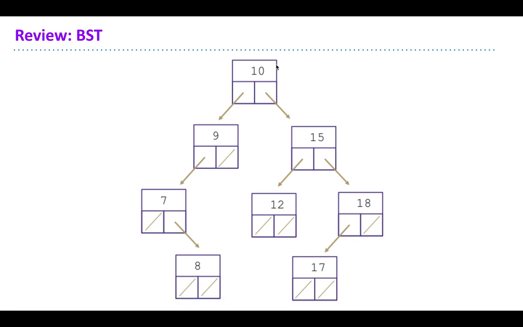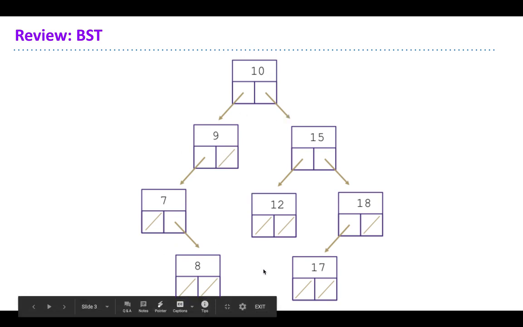and all nodes to the right contain a larger value than a given node. So you can see this 10, everything to the left is less than it, and everything to the right is greater than it. And this property holds for every single one of these nodes. You can go through and take a look at that.